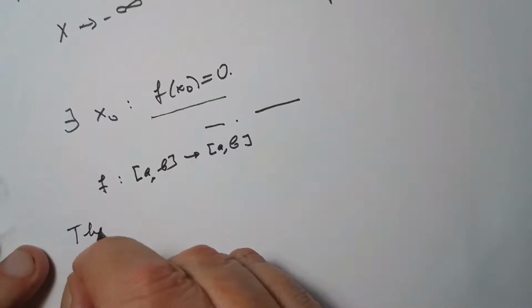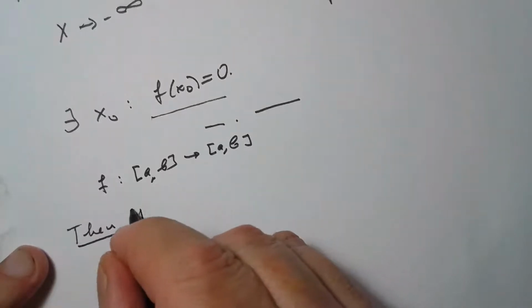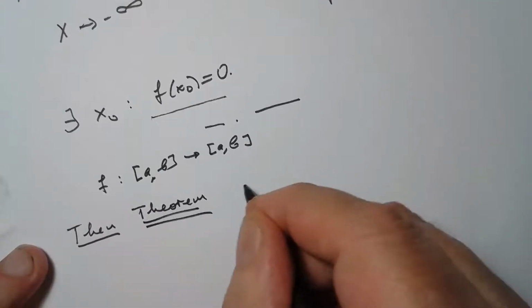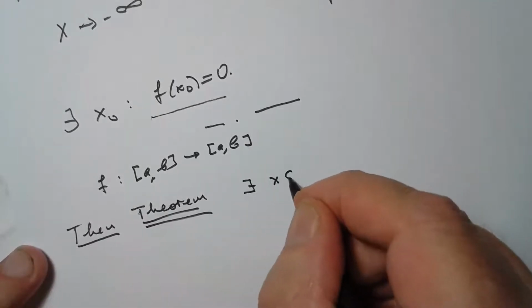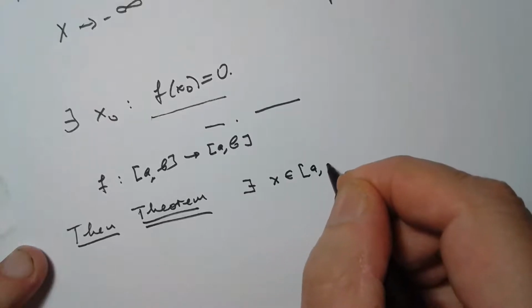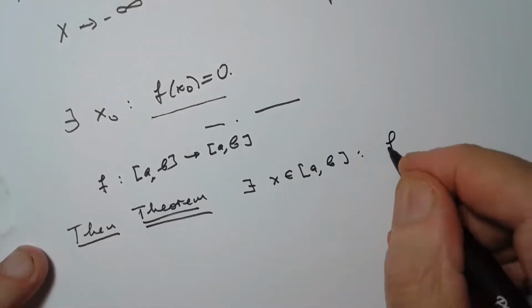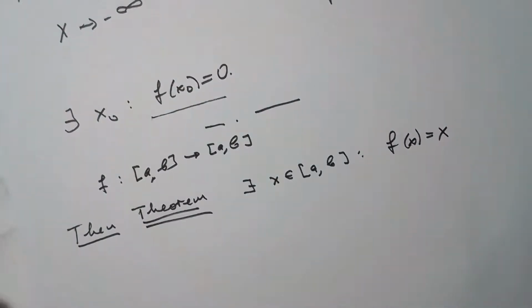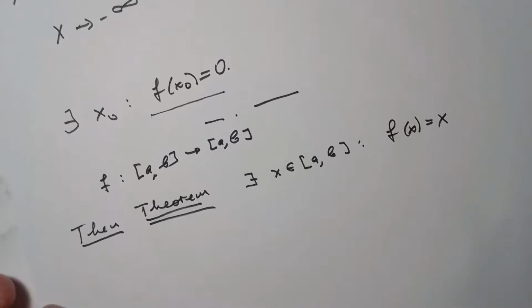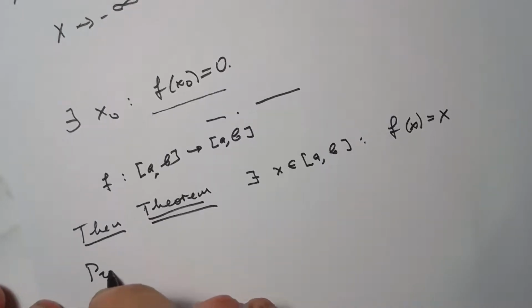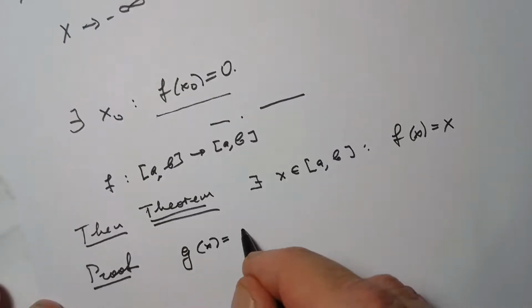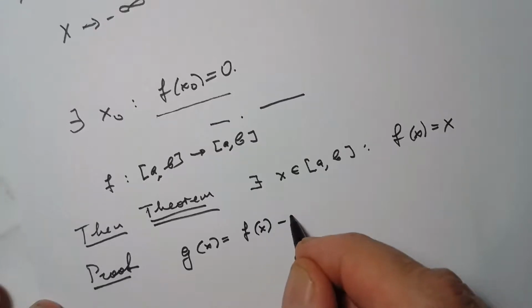Then, and this is a big theorem, there exists a point x between a and b such that f of x equals x. Incidentally, this is called the fixed point theorem, so let me give you a quick proof of it. I'm going to look at the function g of x equals f of x minus x.